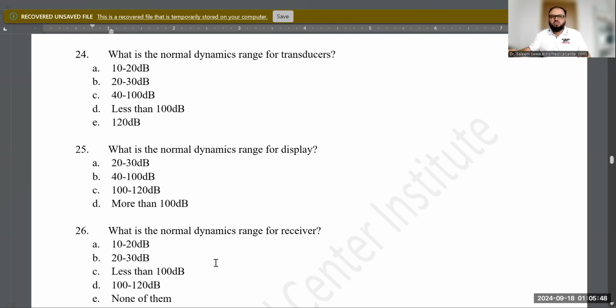Okay, next question. What is the normal dynamic range for a receiver? You know, in the machine, we have a receiver, which has 5 components, you already know. So what do you think, which one is the correct answer for this one? Easy.